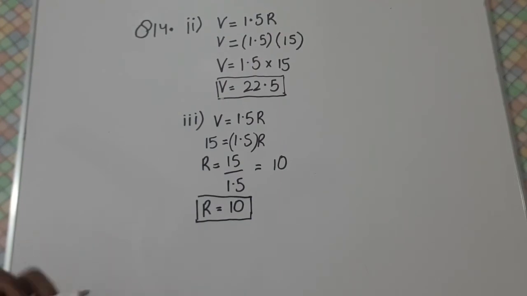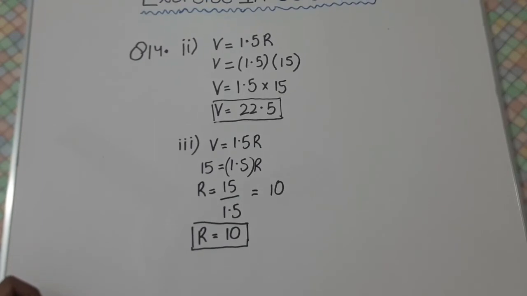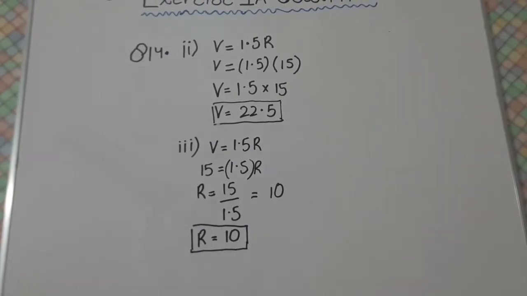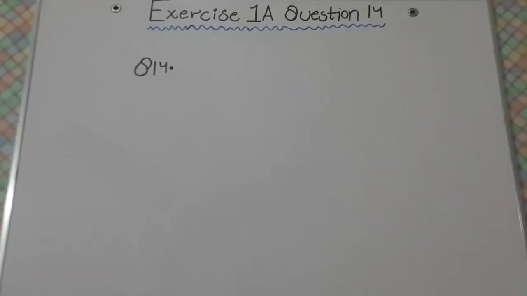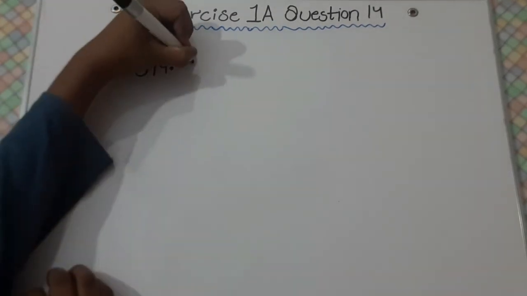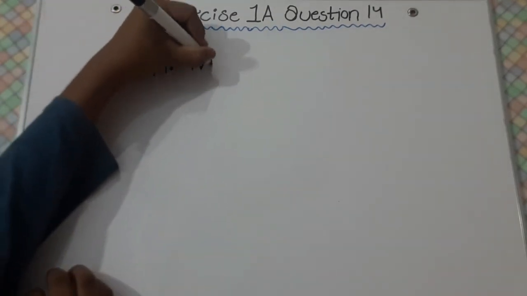This is the answer to part 3. Now let's move towards the last part, which is part 4, about plotting the graph. It says draw a graph of v against r. So we have to plot a graph.